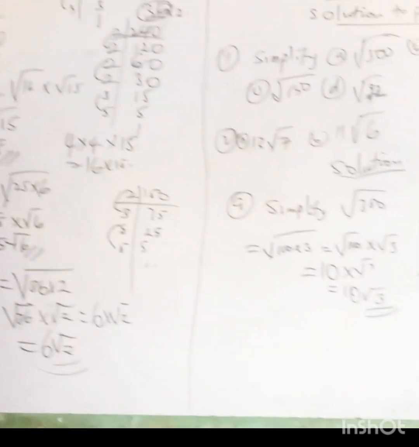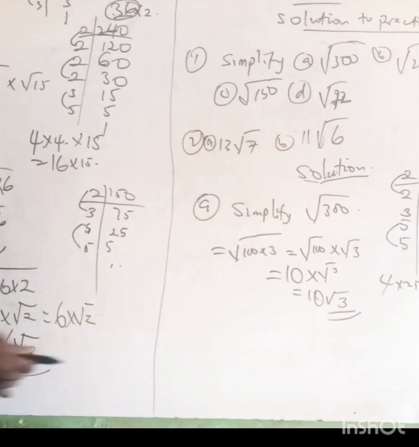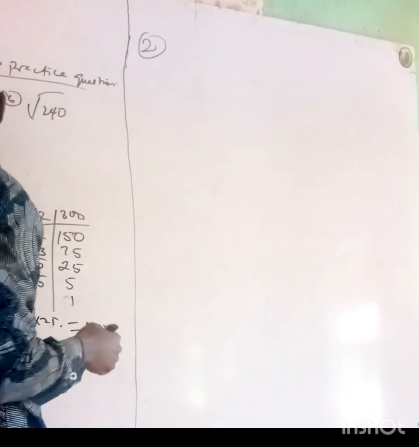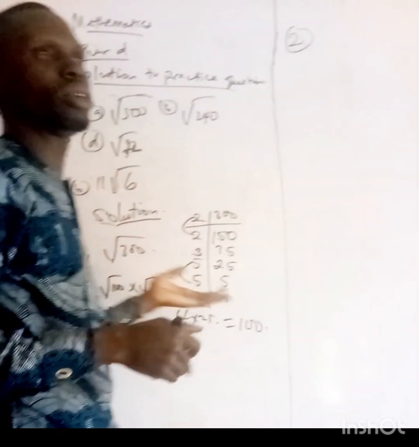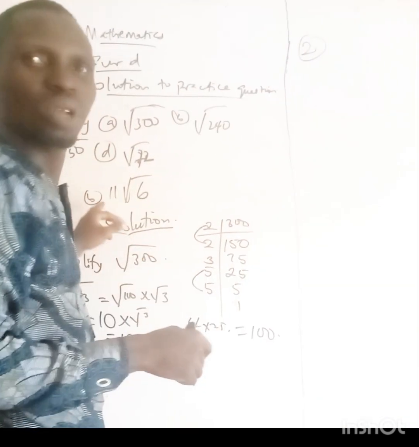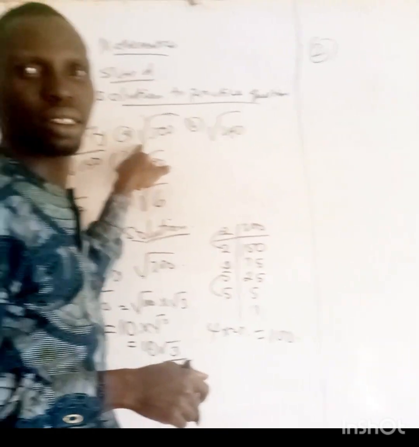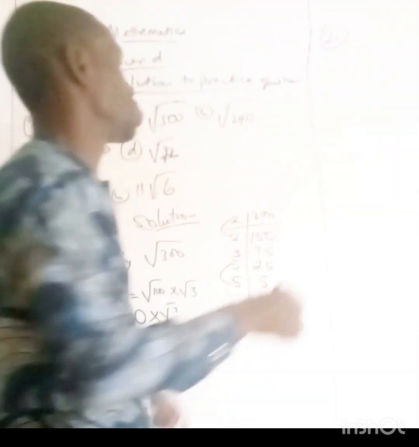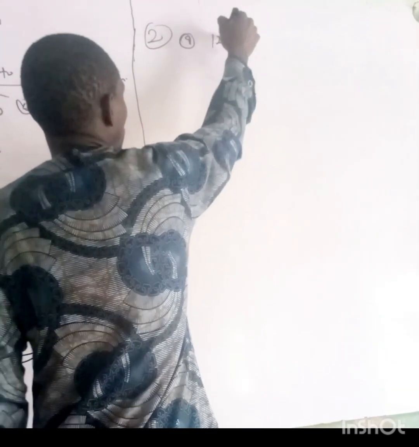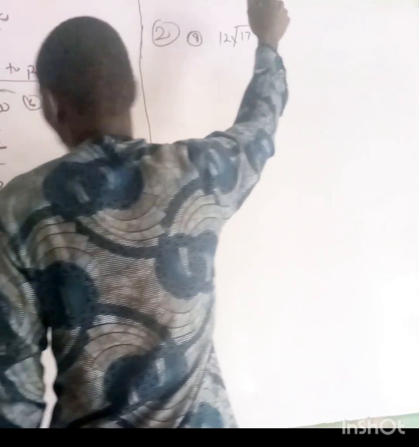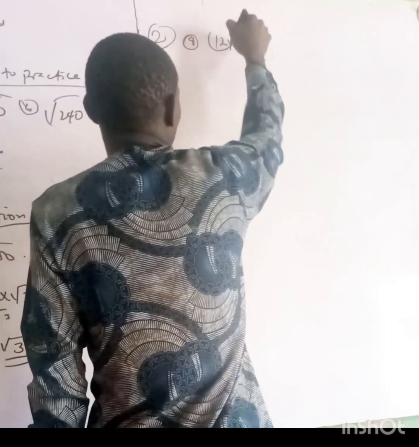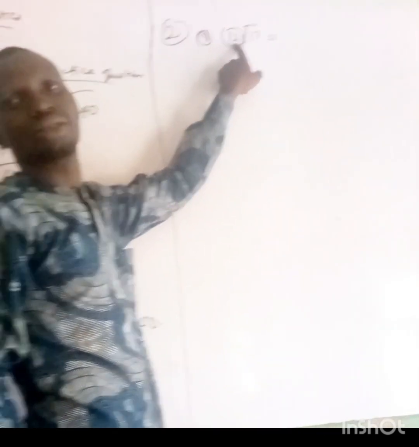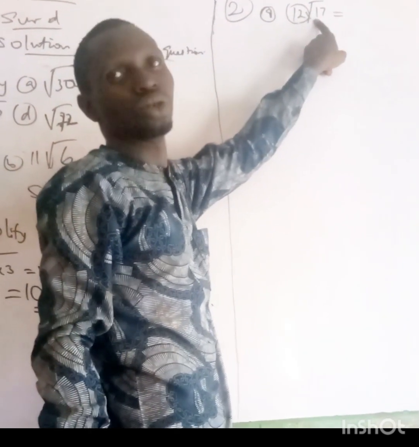So let's quickly take the second number. Number 2. What we have to do here is simply to change it to a singular surd like this. We change it from 12 root 17 to something like this. So let's quickly take that. 12 root 17 will give us, don't forget I told you that this one has already been taken out of the square root, so we return it.